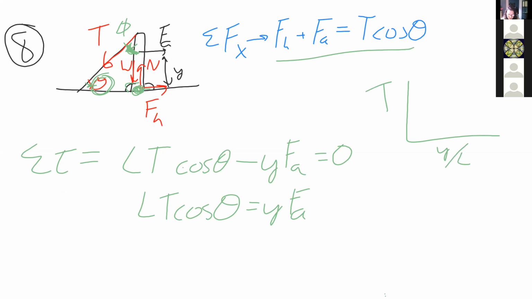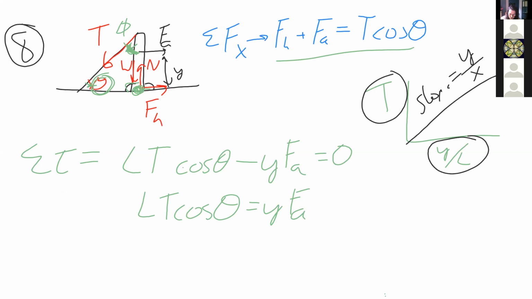Now, the graph's maybe not super great as far as reading values off of it. Maybe I don't know what information I'm going to get here. But what I do know is that my slope is always y over x. That's always the case. In this case, my y is the tension and my x is y on L. So the slope of the graph labeled B is going to be tension divided by y on L.